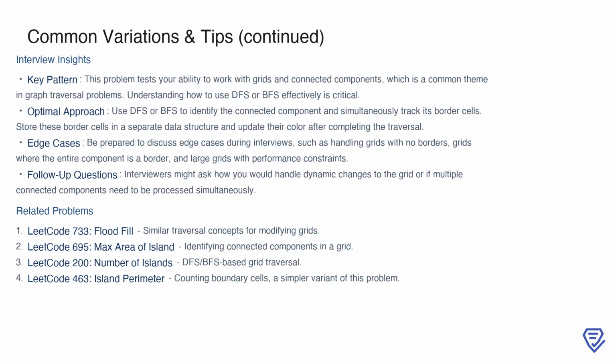Additionally, be prepared for follow-up questions, such as how you would handle dynamic changes to the grid or scenarios where multiple connected components need to be processed simultaneously. Related problems like LeetCode 733, 695, 200, and 463 also provide excellent practice. These problems share similar traversal concepts, such as grid modification, identifying connected components, and counting boundary cells, which makes them great supplements to your preparation.